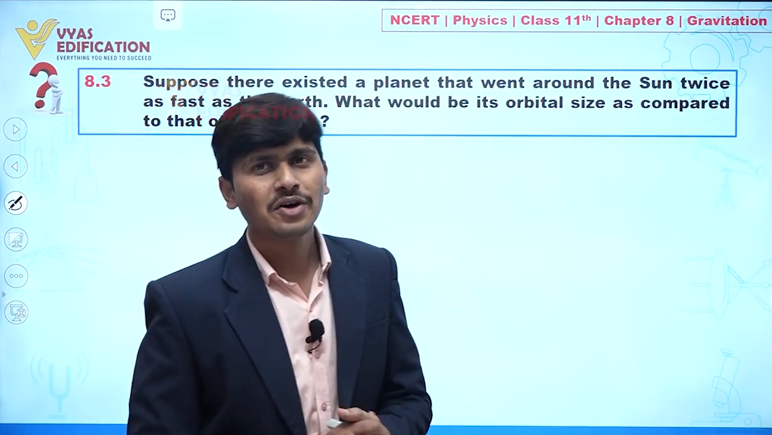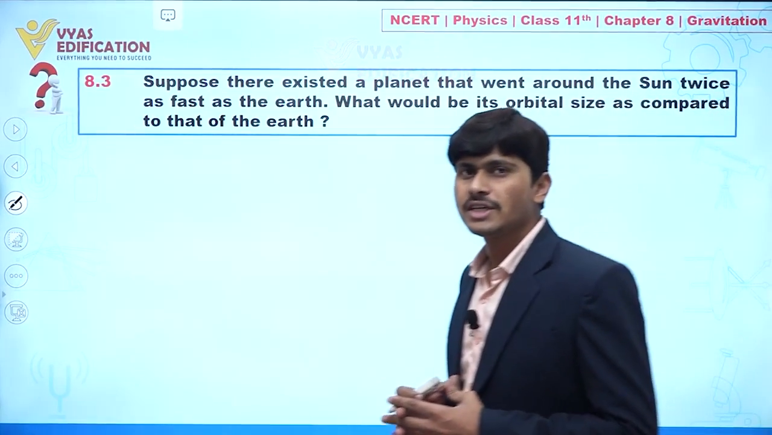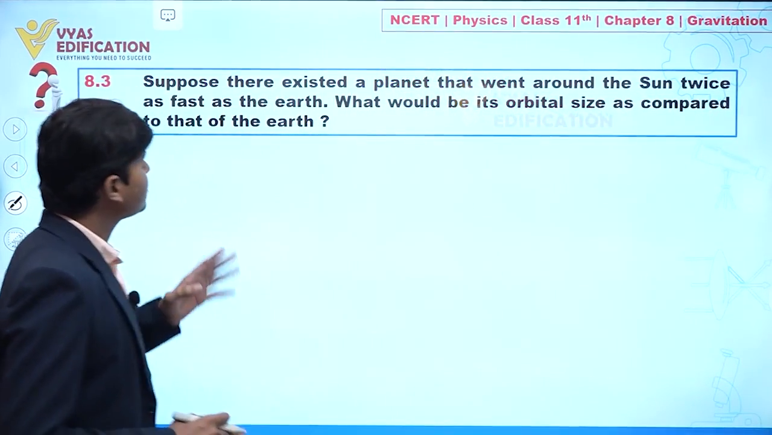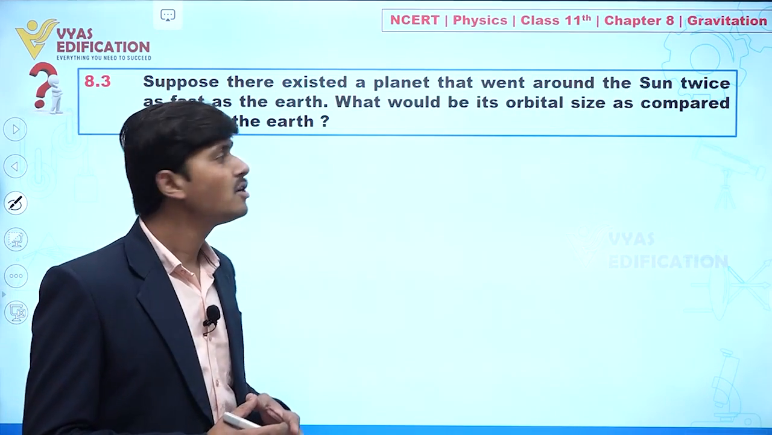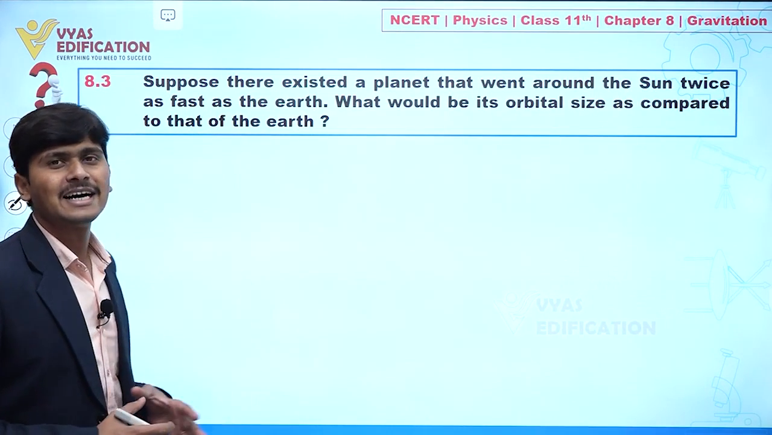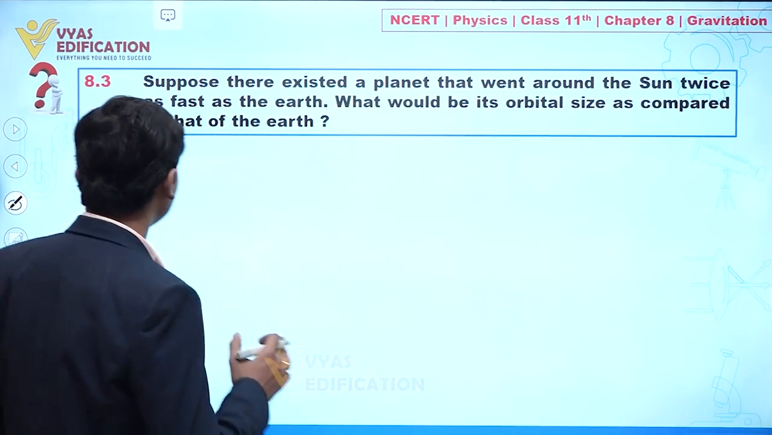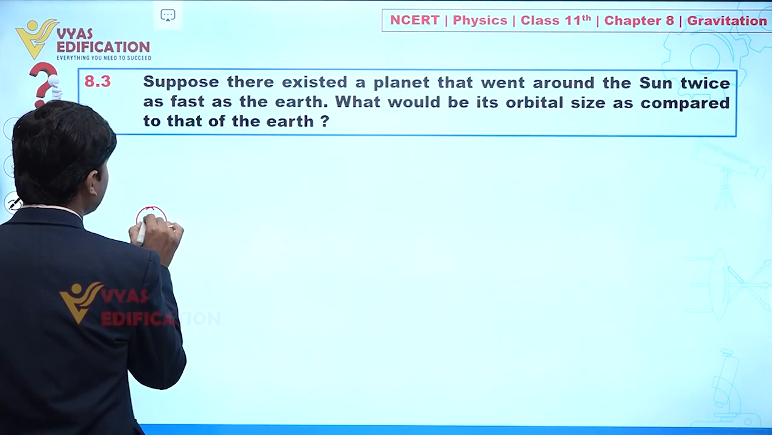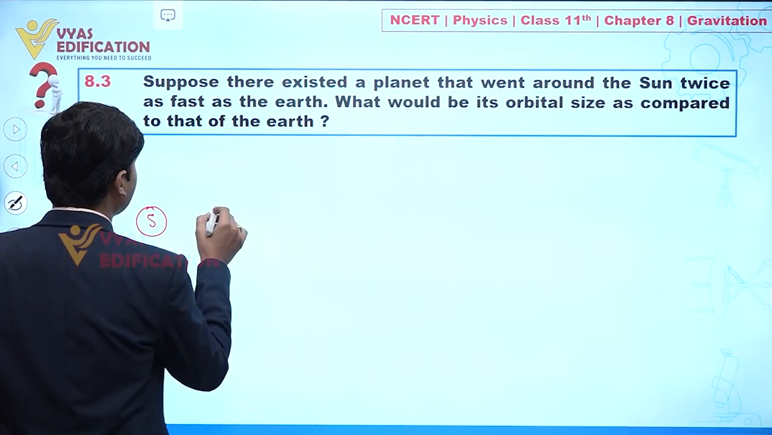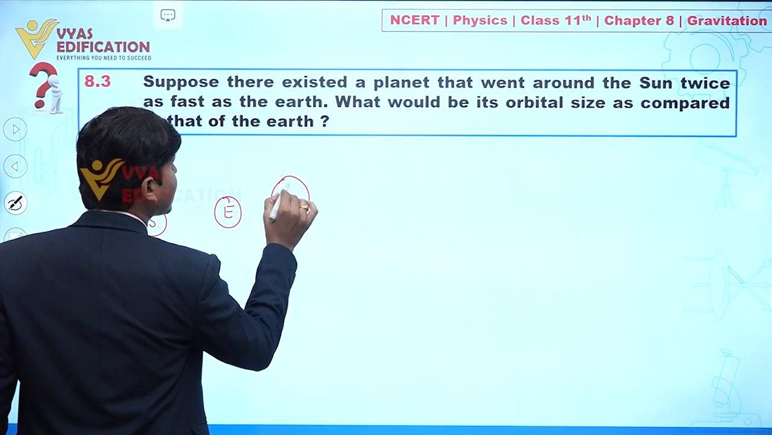Now dear student, we are going to discuss question number 8.3, and in this question it is given: suppose there existed a planet that went around the sun twice as fast as the earth. So let's suppose here we have a sun, and let's suppose this is the earth, and here we have another planet.